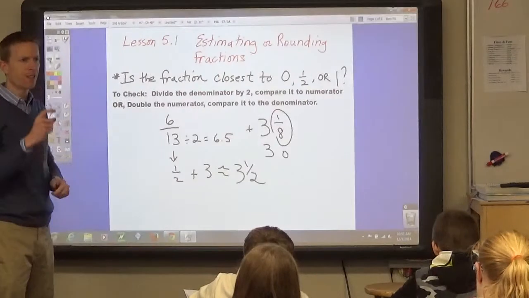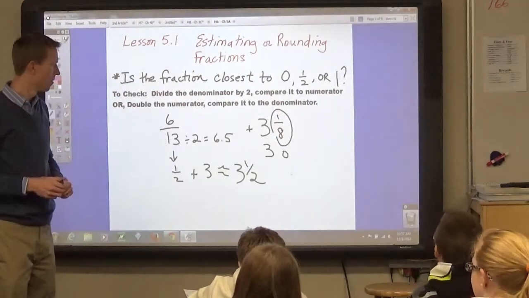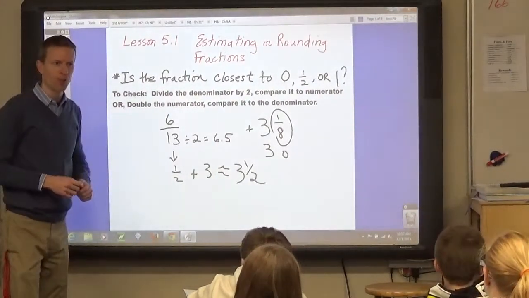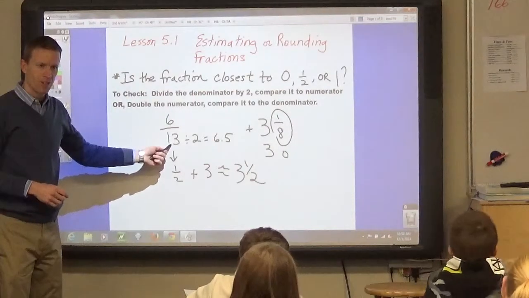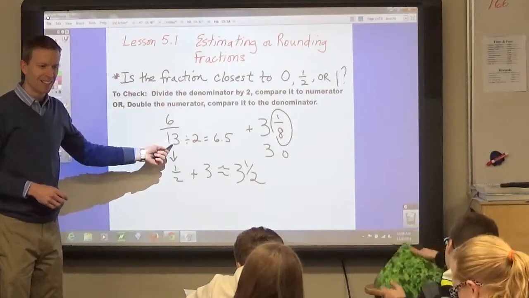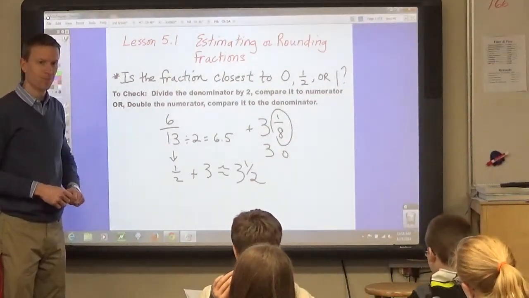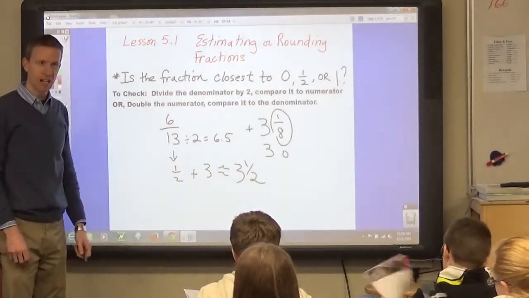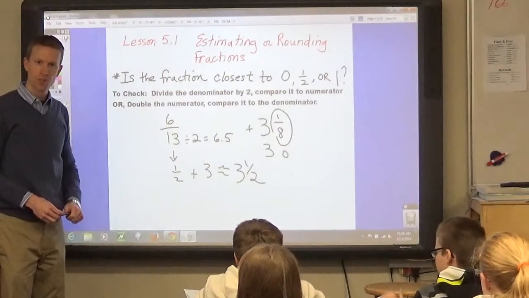How do you find if it is a half of something? You have to look at what number first? What is this number called? The denominator. The denominator. If you find half of the denominator and then look at the numerator, you can compare it. Okay?